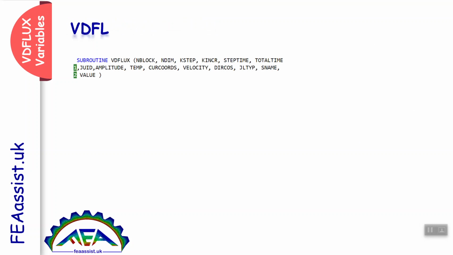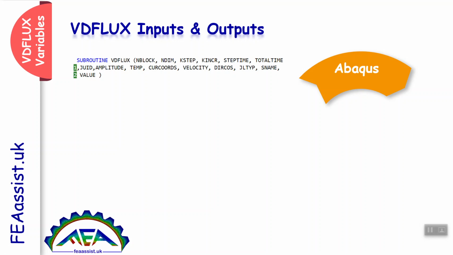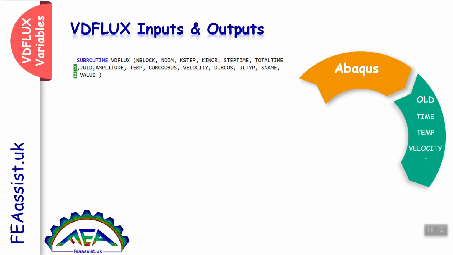VUFLUX variables. VUFLUX has some inputs coming from Abaqus. We need to process them and export the value as an output to Abaqus. In other words, Abaqus computes some variables like temperature, velocity, and time, and these variables are transferred from Abaqus to VUFLUX.